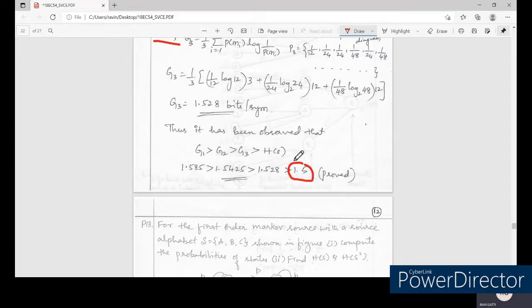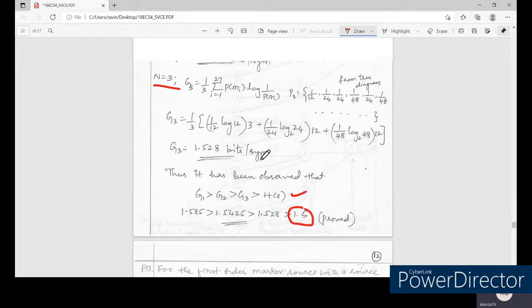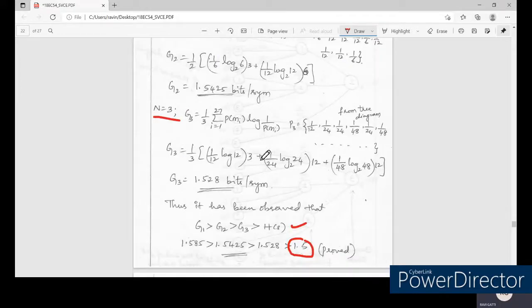Therefore it holds the good property that G1 is greater than G2, which is greater than G3, when compared to the entropy of the source. Okay, the remaining we will see in the next class. Thank you.